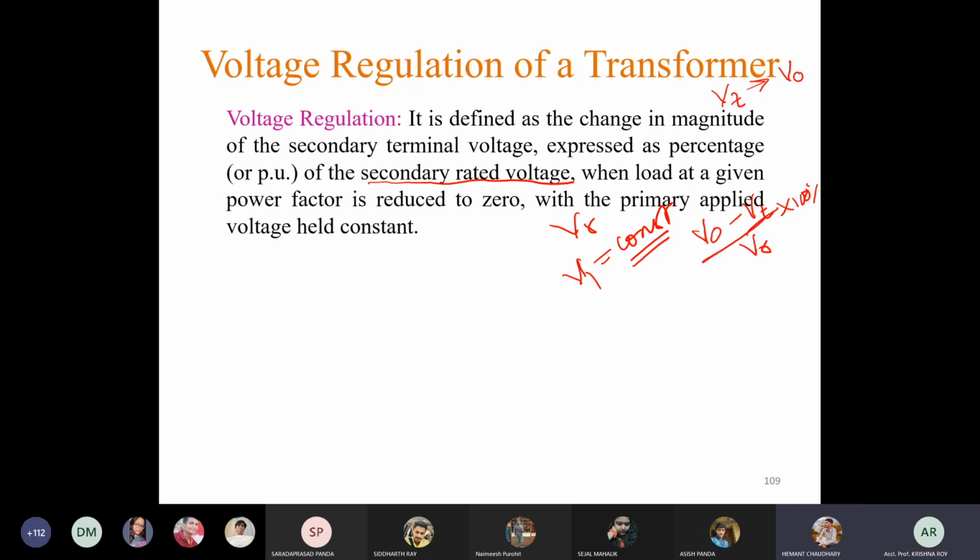If you remove the load, then there is nothing connected to the secondary side. So no question of power factor. So you cannot keep power factor fixed. I am not saying that you have to keep power factor fixed. You have to define the load at a given power factor. That is what I was saying.